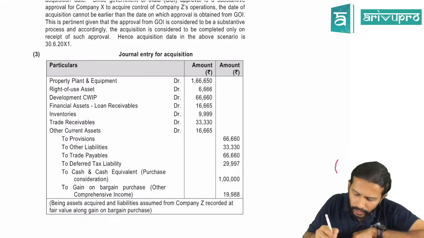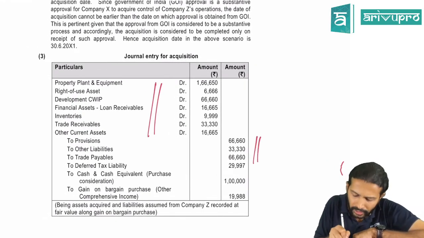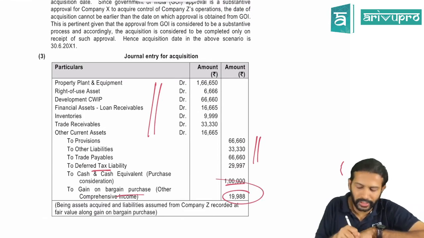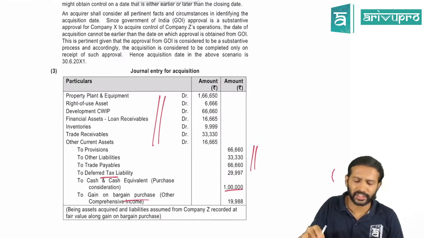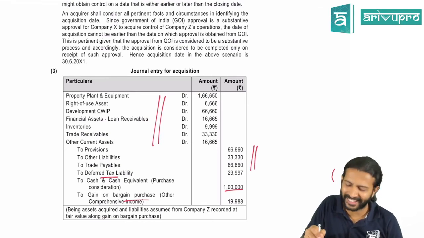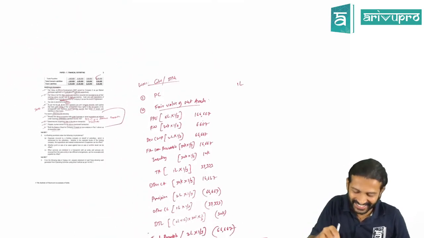Check. All the assets debit. All the liabilities including DTL credit. PC paid credit. Bargain purchase gain 20,000 credit. That's all. That is the third requirement of this problem. Is there any difficulty? No. Yes, pretty easy stuff.